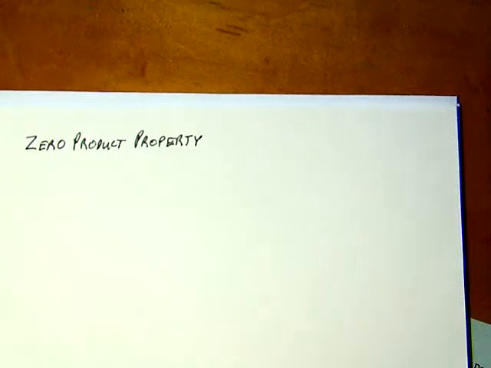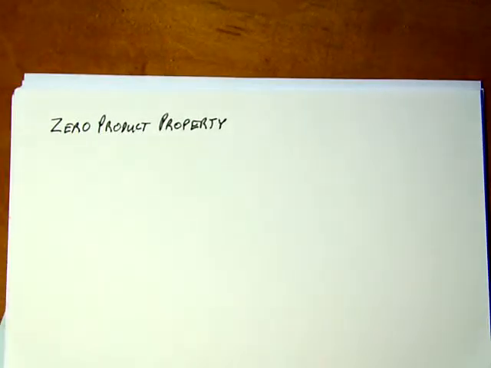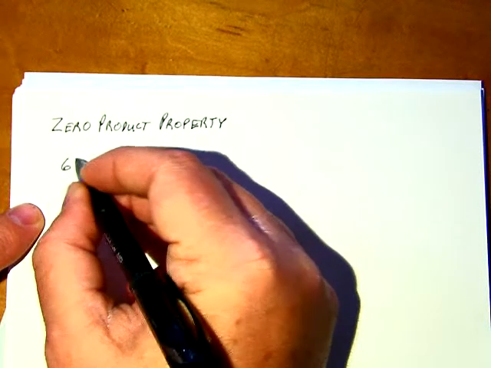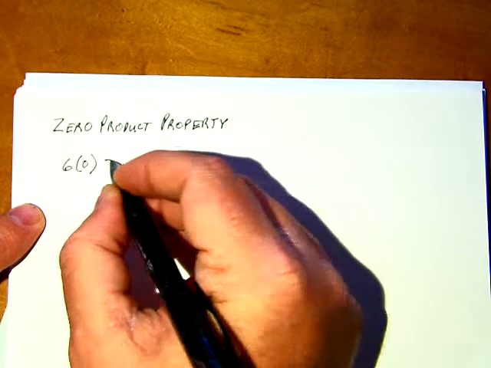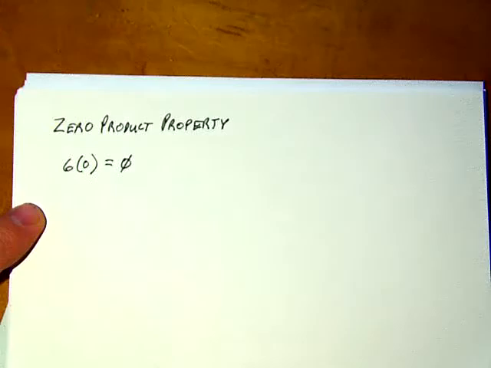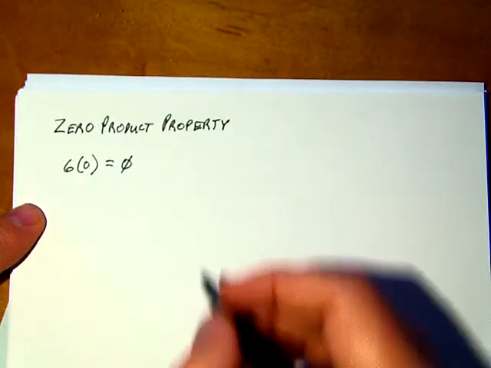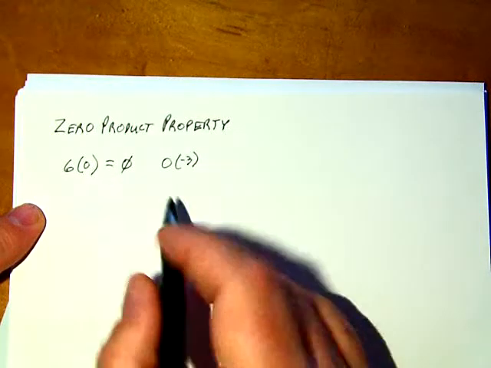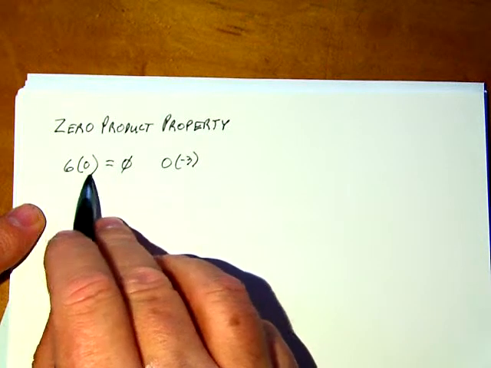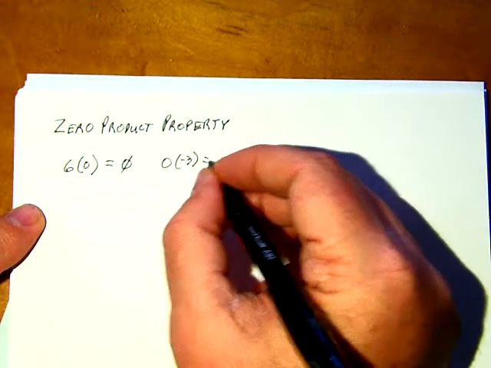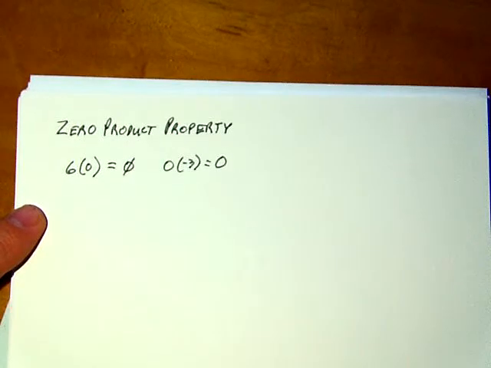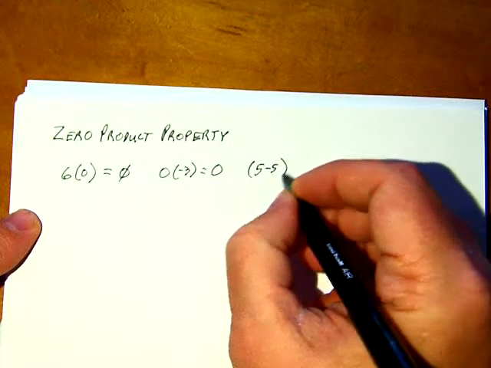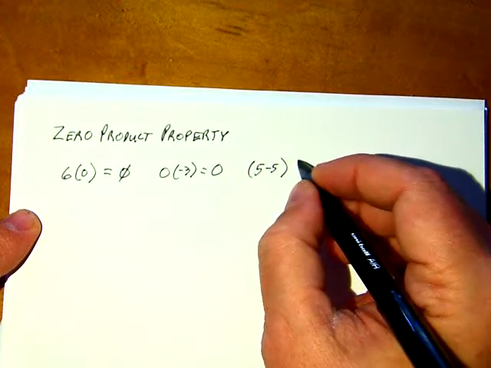And the best way to understand the zero product property is kind of to show you something. What if I have the following term, 6 times 0? Well, we all know that equals 0, right? What if I have 0 times negative 3? Well, it doesn't matter in which order, if the 0 is second or the 0 is first, my answer is still 0, right? What if I have something like this, 5 minus 5 times 0?